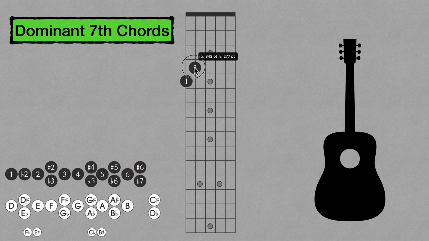Another interesting thing about the dominant seventh chord is that it has within it almost all of the intervals, with the exception of the half step and the major seventh. So I'll show you that.